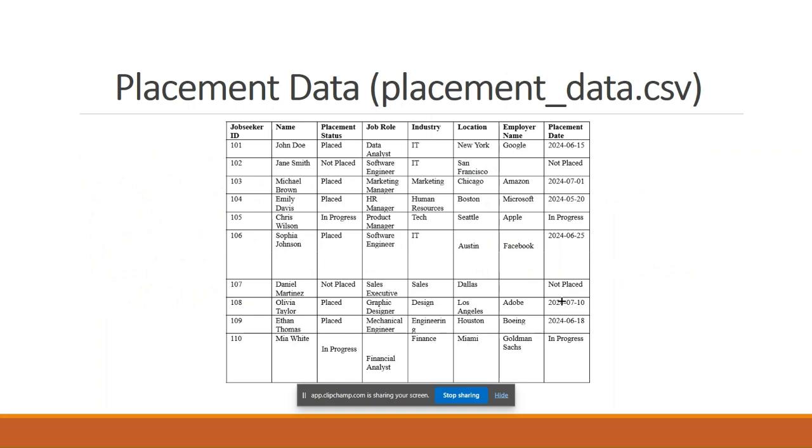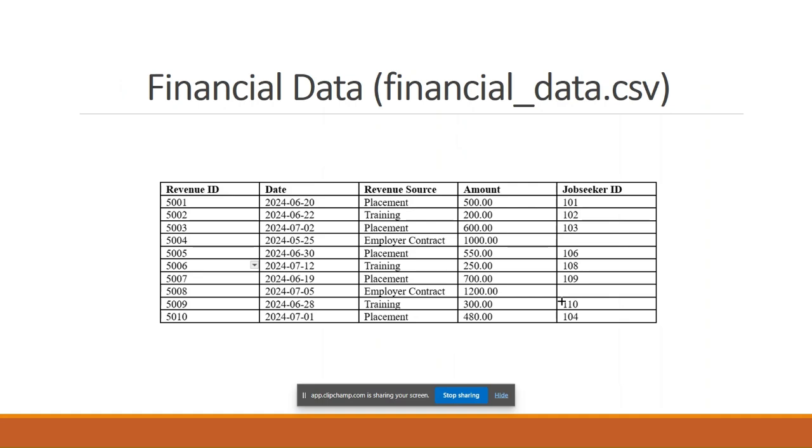So this is a snippet of the placement data, known as placement_data.csv, that I will be using for my case study. It includes job seeker ID, the name, the status, the role, the industry, location, employer, as well as the placement date. The other data set is the financial_data.csv, which includes the revenue ID, the date, the revenue source, amount, as well as the job seeker ID. In both of these data sets, the job seeker ID is common.